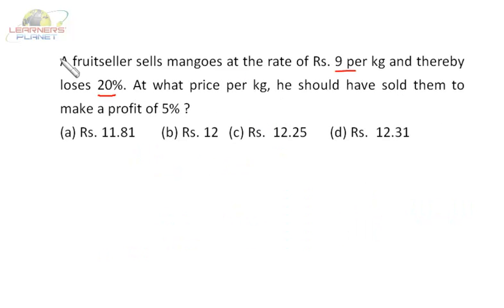Now let's see this problem. This problem is quite similar to the previous one which we have discussed just now. A fruit seller sells mangoes at the rate of rupees 9 per kg and thereby loses 20%. At what price per kilogram should he have sold them to make a profit of 5%? Now friends, I am not writing each and every statement as in the previous question. I am just writing the final things which you should write in your exam. Okay, now what is the selling price? It is 9 rupees per kg.